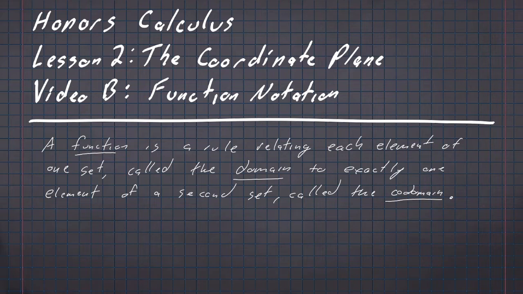This definition might look a little bit strange to you at first, because normally when you define a function in an algebra class, instead of looking at the codomain, you look at the range. There is an important but subtle distinction between the idea of a codomain and the idea of a range. The codomain is the target set, and the range is the part of the target set that actually gets used.